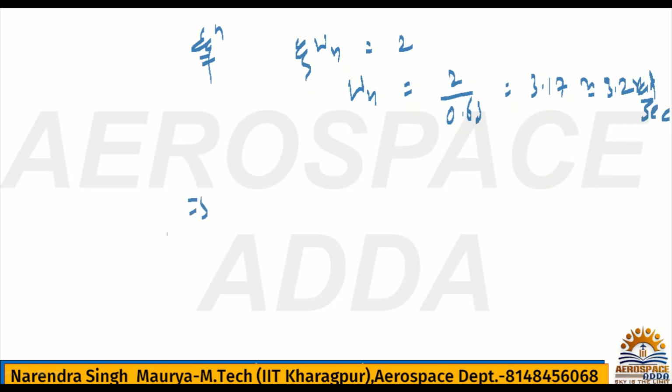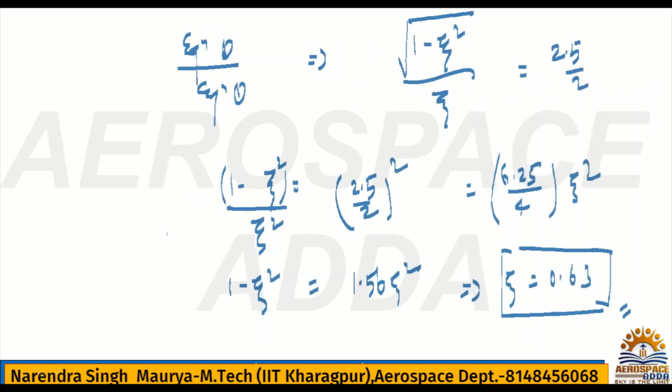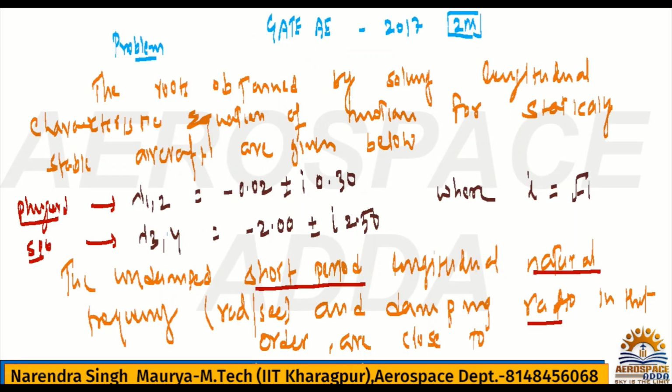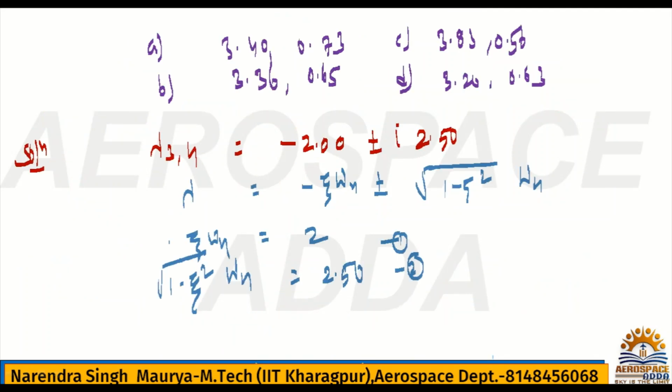So what is your answer? See, first you have calculated the damping ratio and natural frequency. In what order are they asking? They are asking first natural frequency and then damping ratio. So natural frequency you have 3.2. Where is the option? Option D is correct. Natural frequency 3.2 and damping ratio you have calculated 0.6, right?